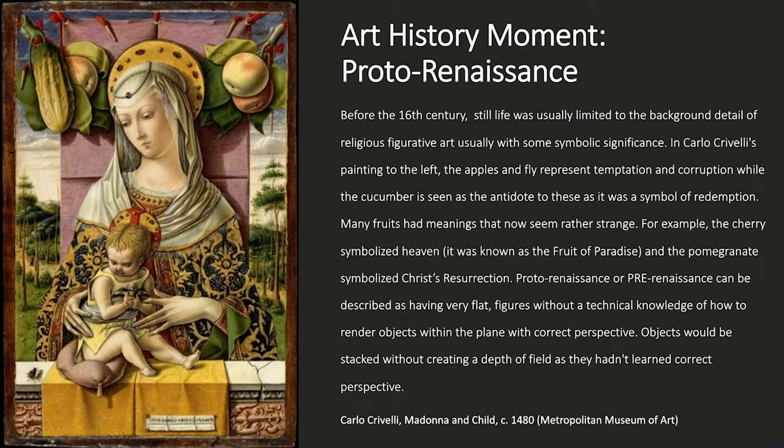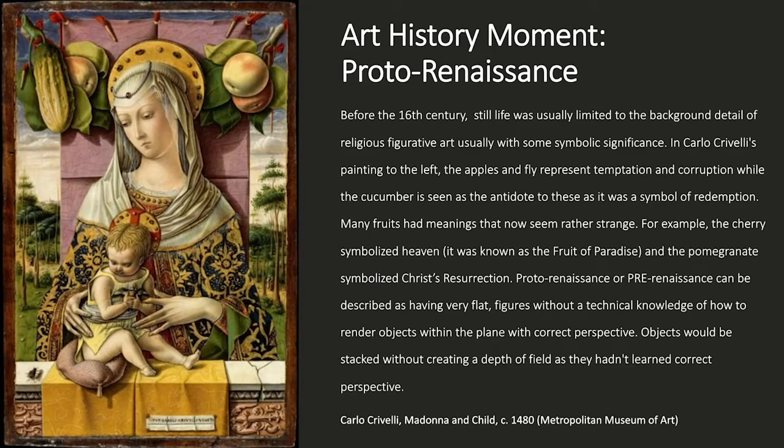Okay. Art history moment, Proto-Renaissance. Before the 16th century, still life was usually limited to the background detail of religious figurative art, usually with some symbolic significance. In Carlo Crivelli's painting to the left, the apples and fly represent temptation and corruption, while the cucumber is seen as an antidote to these as it was a symbol of redemption. Many fruits had meanings that now seem rather strange. For example, the cherry symbolized heaven. It was known as the fruit of paradise, and the pomegranate symbolized Christ's resurrection.